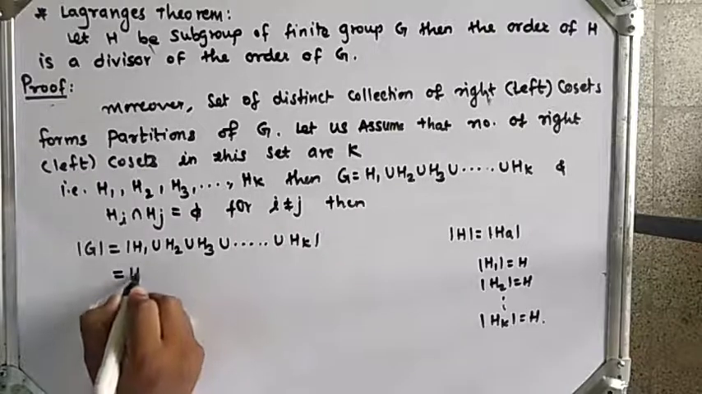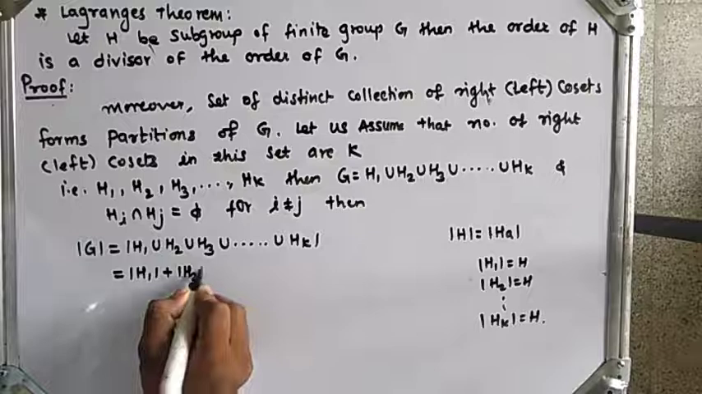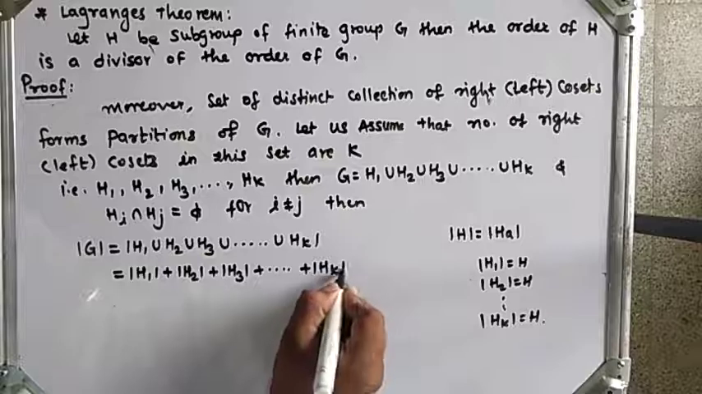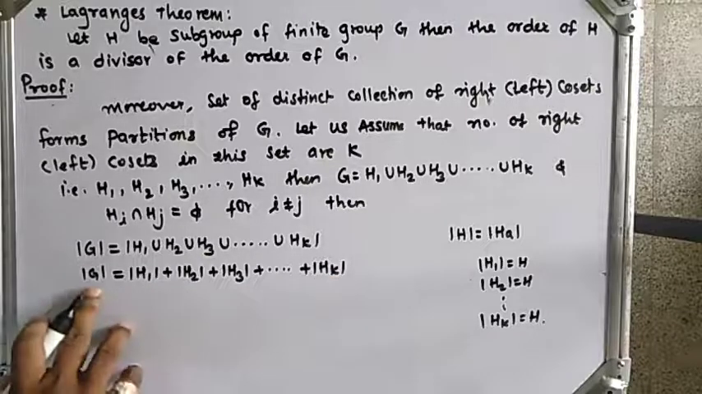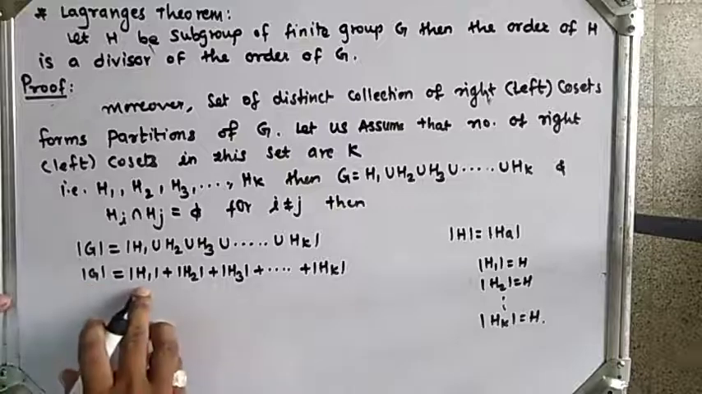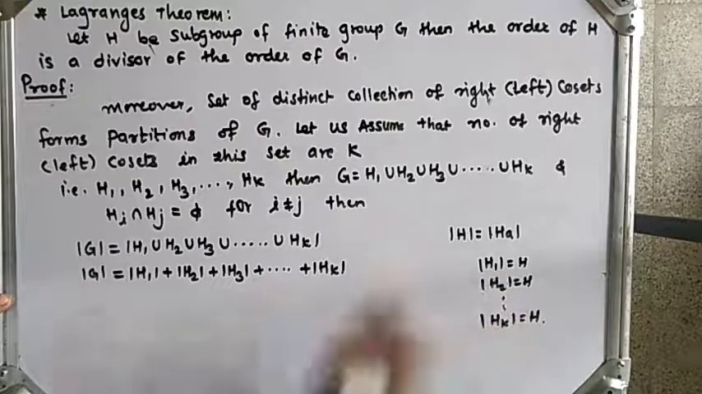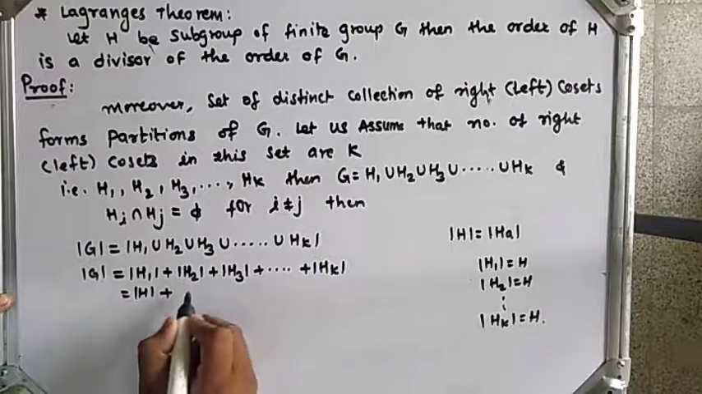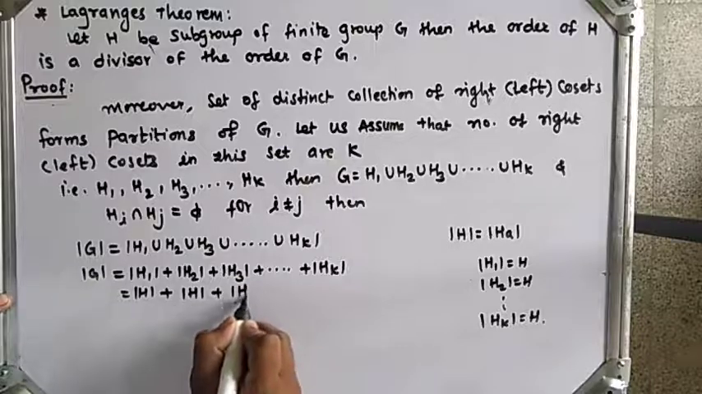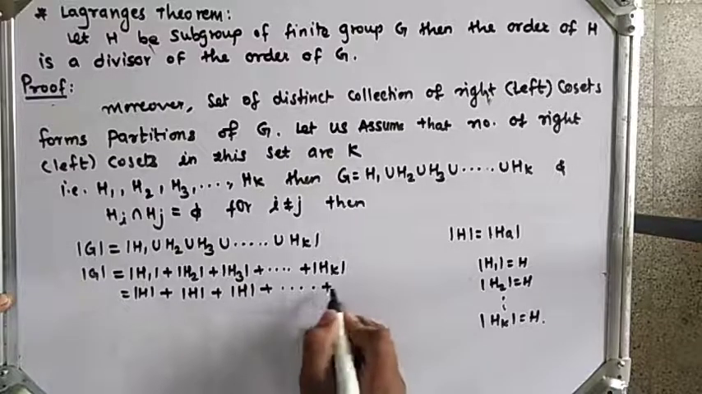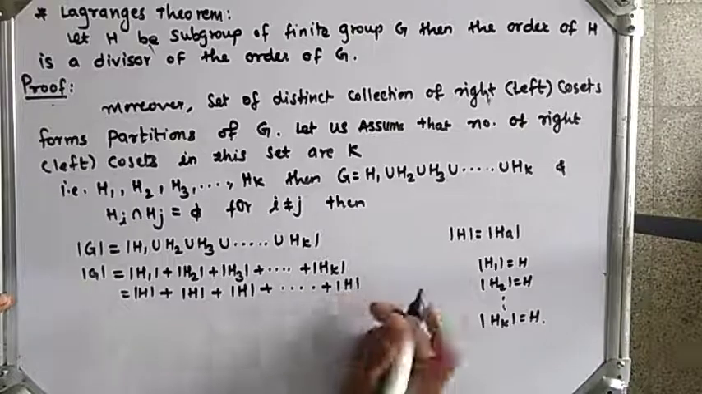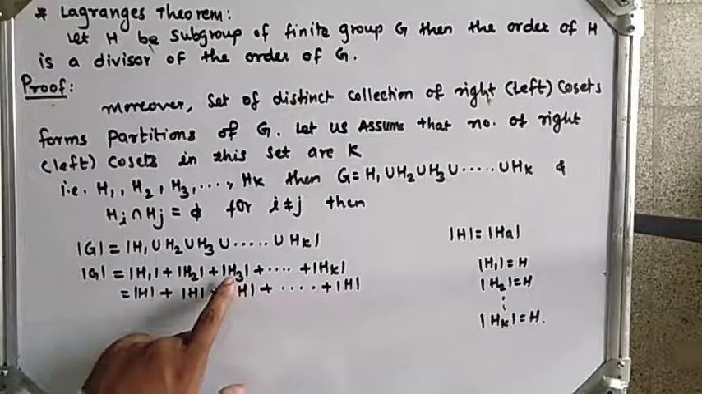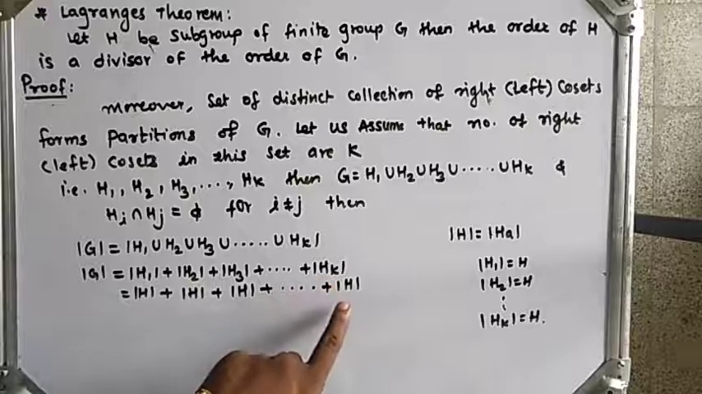So I will write it as cardinality of H1 plus cardinality of H2 plus cardinality of H3 plus up to cardinality of Hk. So this is the cardinality of G, or I will write it as order of G. So we know that cardinality of H1 will be |H|, cardinality of H2 will be cardinality of H, cardinality of H3 is again cardinality of H, and so on: cardinality of Hk is equal to cardinality of H. Means that order of H1 is equal to order of H, order of H2 is equal to order of H, order of H3 is equal to order of H and so on. Order of Hk is equal to order of H.